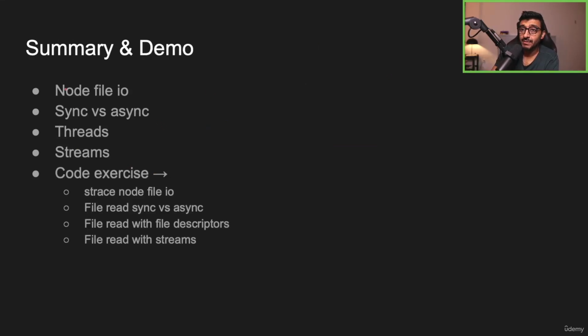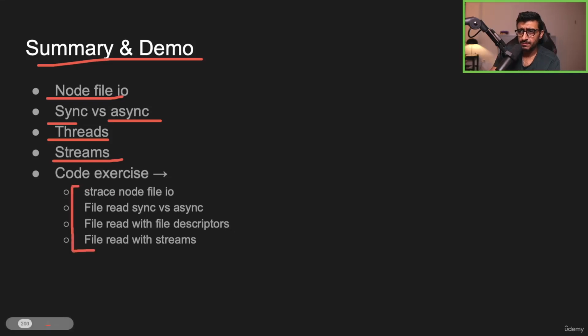And let's do some demos. So we talked about Node file IO, the synchronous and asynchronous version. We talked about threads, right? How libuv schedules a file read on one thread. Talked about streams a little bit, and let's do this. It's a good exercise. I'm gonna do a trace, our friend. I'm gonna trace Node file IO and see all these pretty examples. See what Node does behind the scenes.